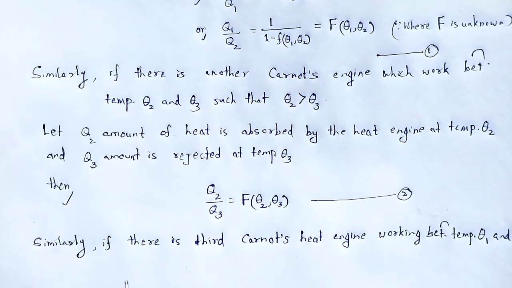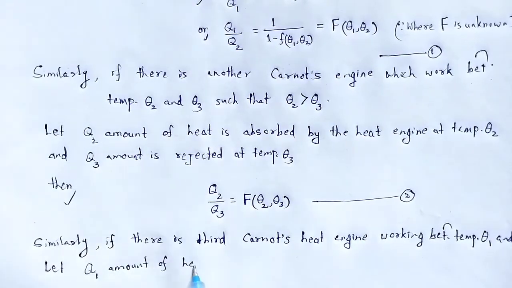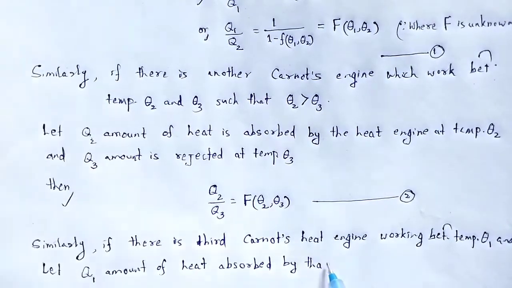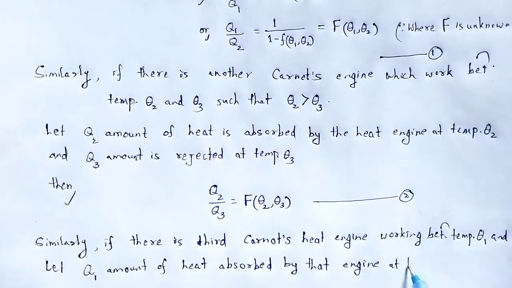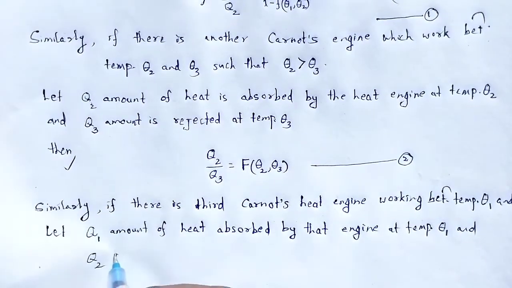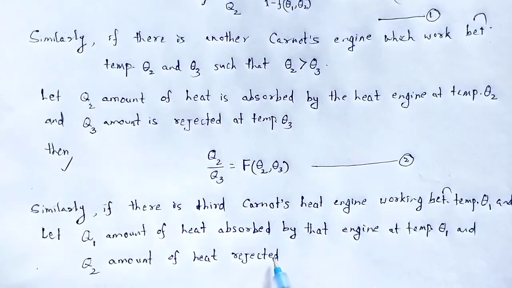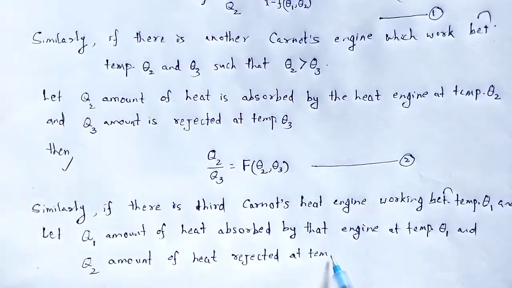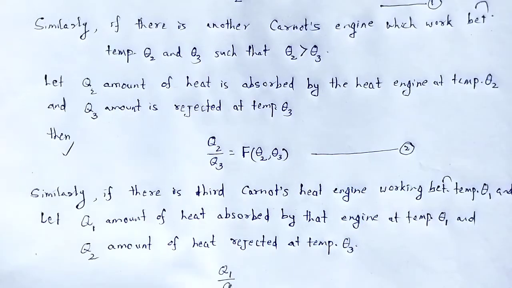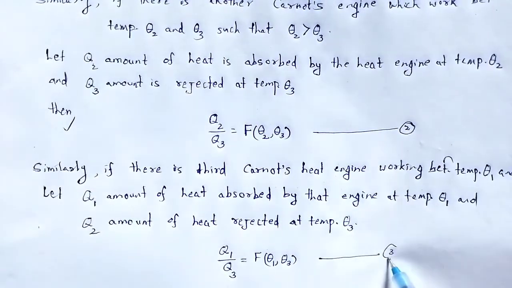Again, let q1 amount of heat be absorbed by that engine at temperature theta 1, and q2 amount of heat rejected at temperature theta 3. So that can be written q1 by q3 is a function of theta 1 theta 3, let it be equation number 3.